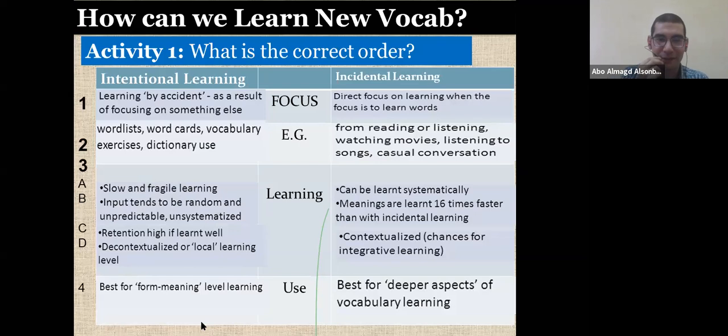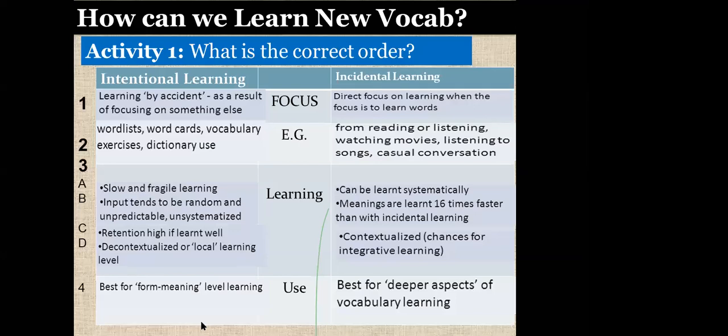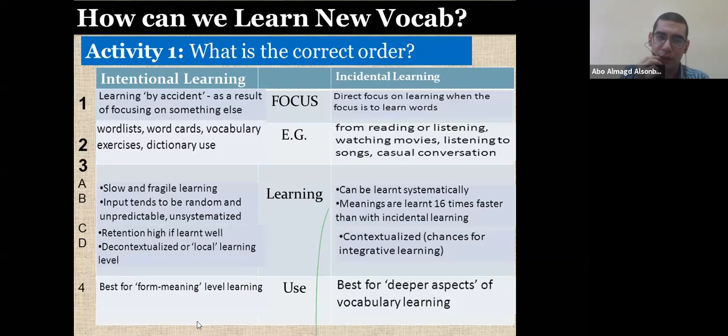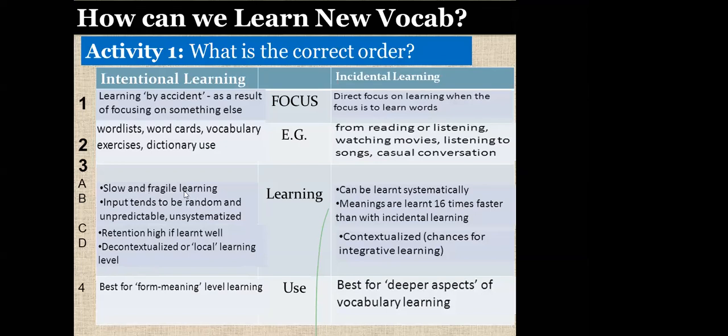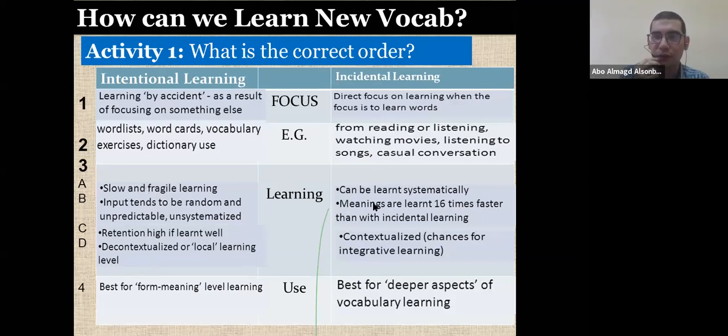Muhammad Wael again, okay. Yes, Muhammad, go ahead. I think it's intentional, I think. So, thank you, Muhammad, for your participation, but if we talk about intentional, it is not slow. It can be learned systematically and the meanings are learned 16 times faster than incidental learning. So we just exchange these two points together.